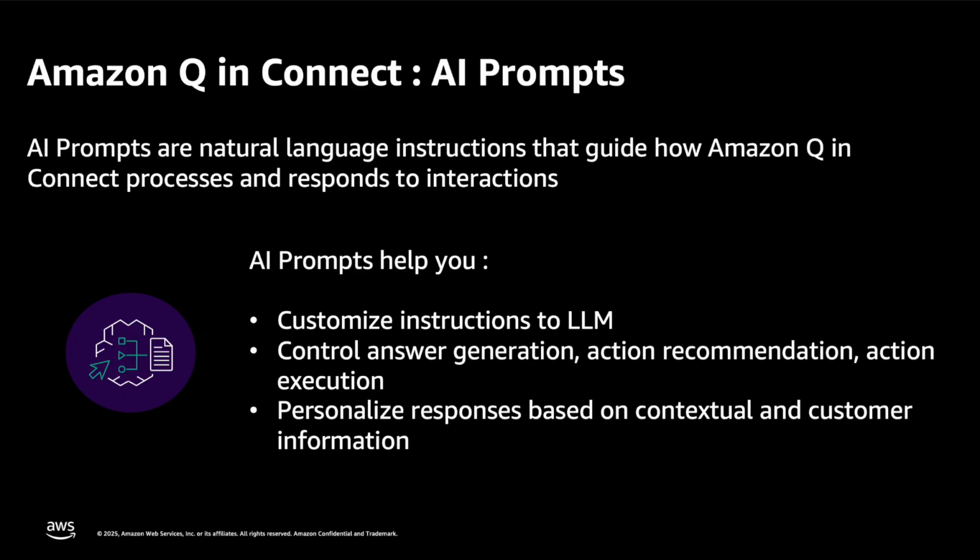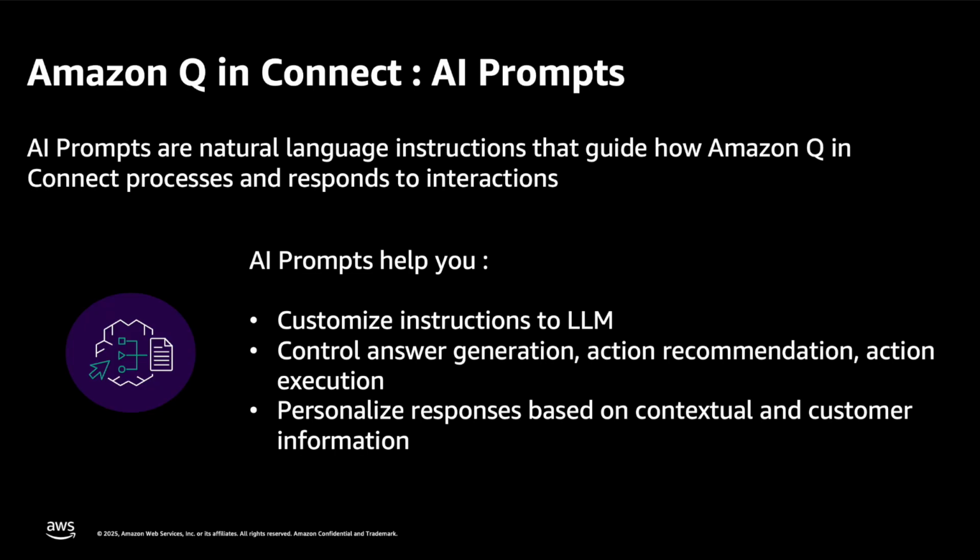AI prompts are a set of instructions that guide Amazon Q Connect responses. They allow you to customize the tone and language, the decision making process, and the ability to use custom data. For example, instructing the large language model on how to handle the inquiry with underlying knowledge base content or collecting required information during a self service interaction.